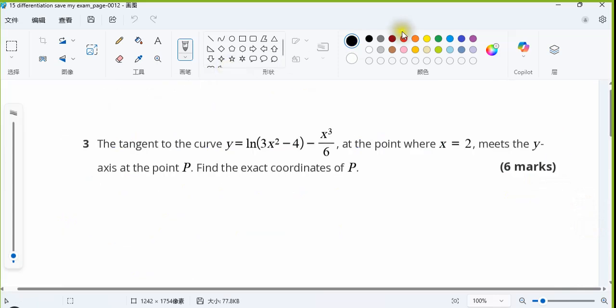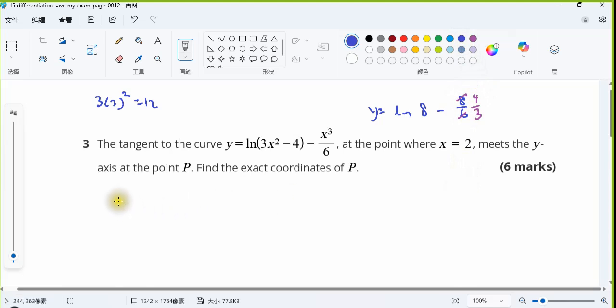Okay. Question number 3. The tangent to the curve at x equal to 2 meets the y-axis at P. Find the exact coordinates of P. So when x equal to 2, y equal to ln(3 times 2 squared minus 4), that is 12 minus 4, 8, minus 8 over 6, 8 over 6. This one will be 4 over 3.